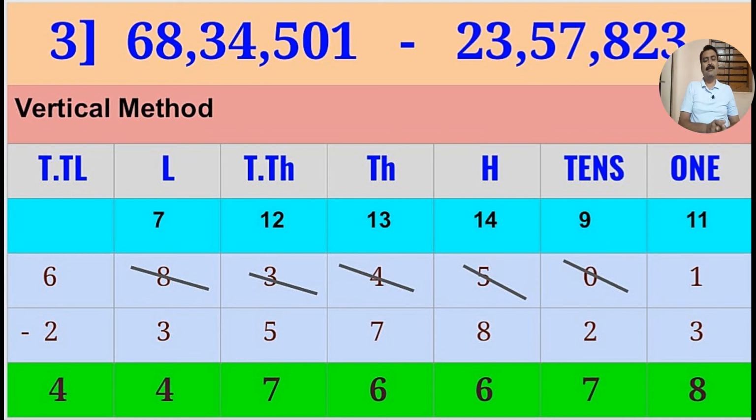So after taking this last subtraction at 10 lakh place, the final answer that we get, if we read out that number, 44 lakh 76,678, that is called the difference of the given two numbers in this third example.